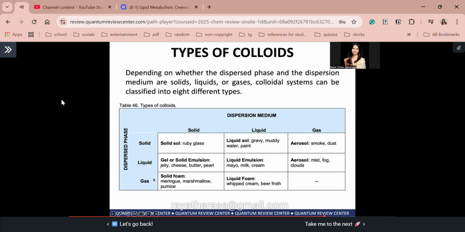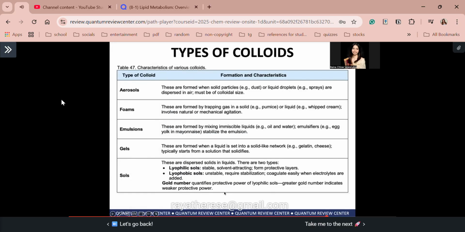And then, lastly, if you have a gas dispersed phase and a solid dispersion medium, you have a solid foam. Example ito ay meringue, marshmallow, pumice, okay? And then next, for gas dispersed phase, and this time you have a liquid dispersion medium, you have a liquid foam. Example ito ay whipped cream and beer froth. Ayan. So, these are the characteristics of various or common colloids. Okay? So, for aerosols, these are formed again when solid particles or liquid droplets are dispersed in air. O, di ba? Dispersed phase mo ay ang solid particles or liquid droplets. Tapos, ang dispersion medium mo ay gas. And they are of colloidal size.